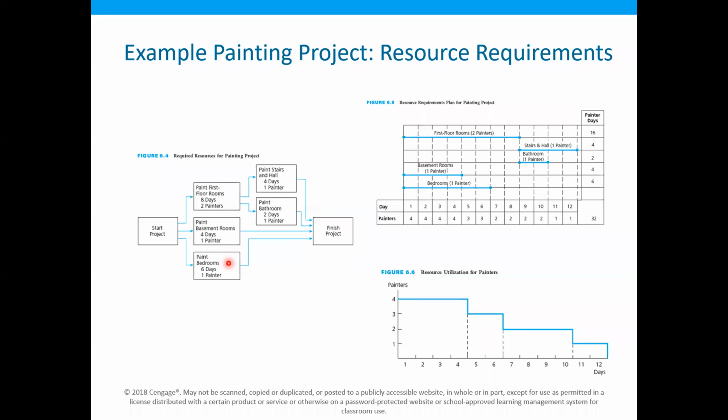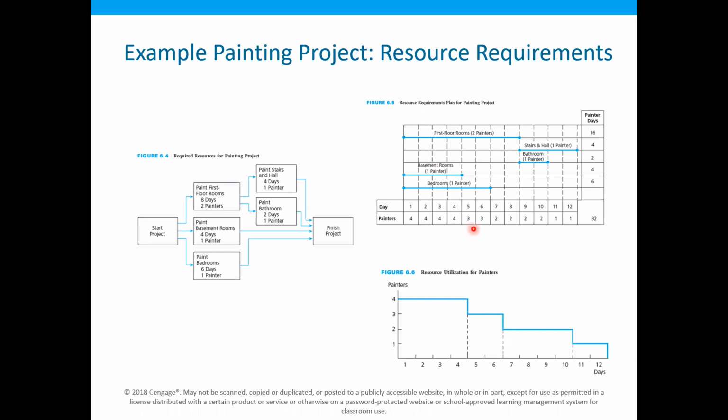So it means that if we are going to start these three activities, that is the first floor rooms, basement rooms, and the bedrooms at the same time, we will need 2 plus 1 plus 1, that is a total of 4 painters on day 1. Okay, and then 4 on day 2, 4 on day 3, and 4 on day 4.